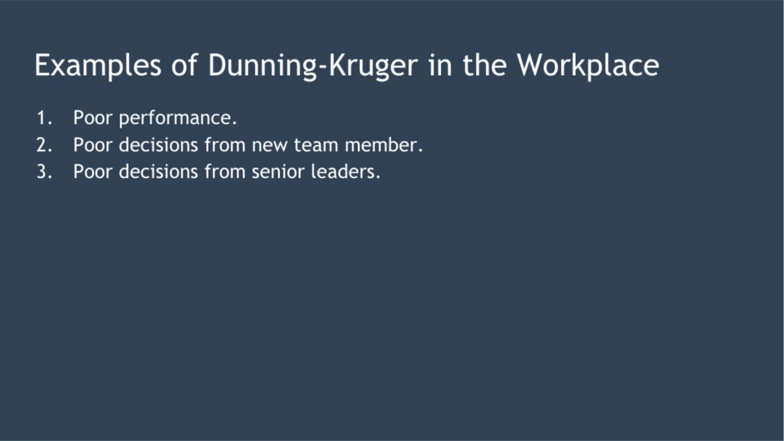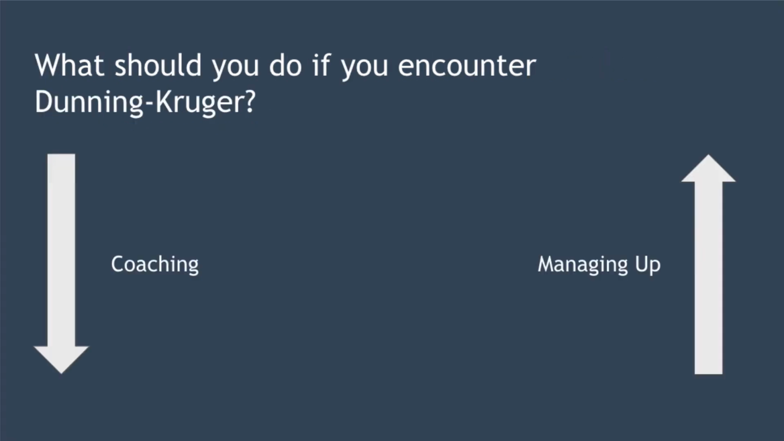And thirdly, we have poor decisions from senior leaders. Now, senior leaders might make poor decisions because they are so far removed from the detail and practicalities of how things work. They may believe things are simpler than they are. This, combined with the tendency for senior leaders to be very confident, may cause them to commit to unrealistic projects or unrealistic targets. So what should you do if you encounter the Dunning-Kruger effect in the workplace?